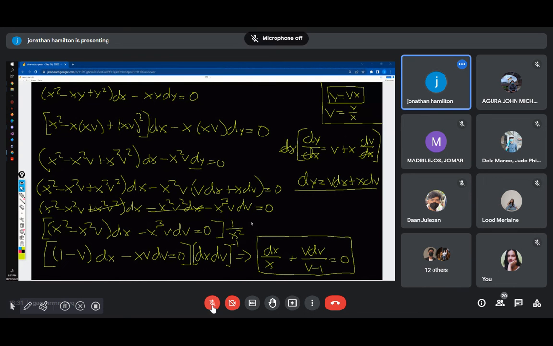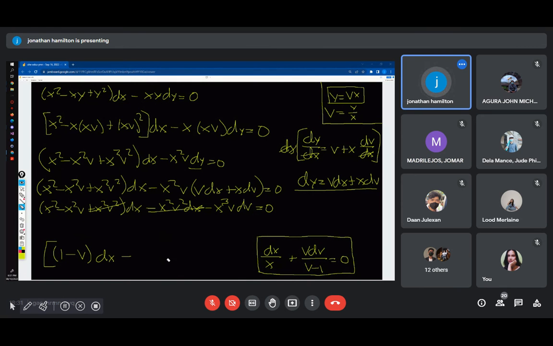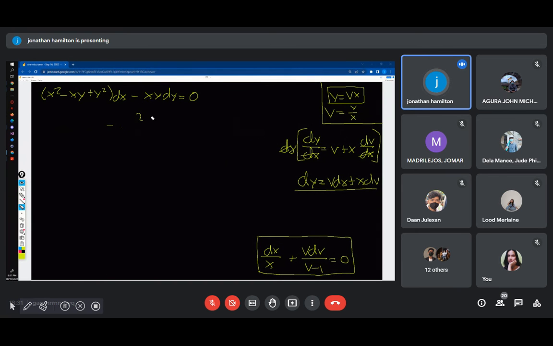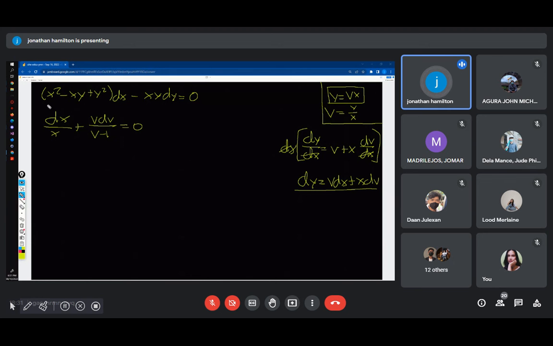Okay, so for clarification, we can note this. We will erase this so we can continue solving. Okay, we can erase this. All right, so we are now left with dx over x plus v dv over v minus 1 is equal to 0. What this means is that now that we've reached this point, we can integrate the equation.